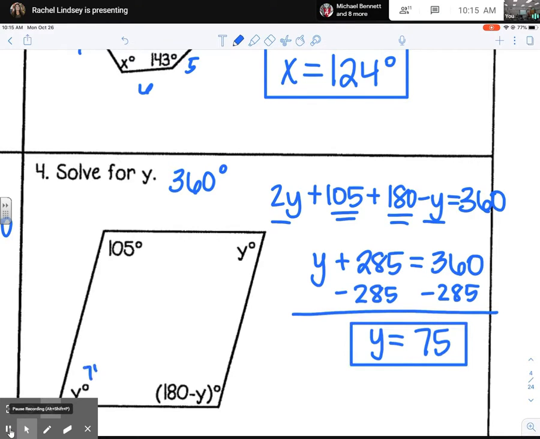So both of these angles will be 75. And then what's 180 minus 75? 105. So here, opposite angles are congruent, but not all four angles are the same. If all four angles are the same in a quadrilateral, what shape would it be? There's two shapes it could be. A square or a rectangle.